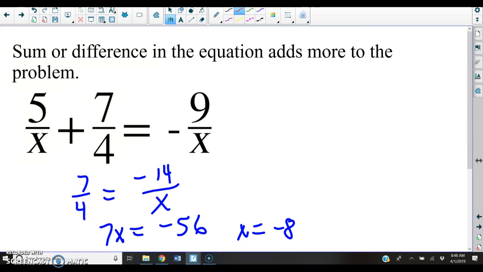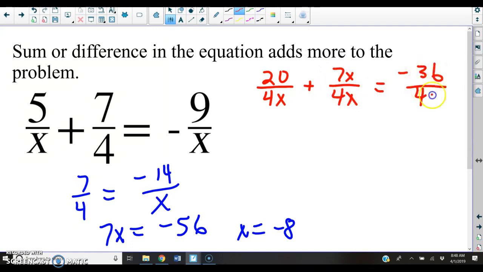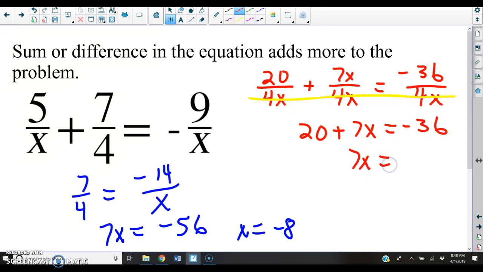The other method you could do is say, I need common denominators. So if I multiply the first fraction by 4 over 4, and the second one by x over x, and the last one by 4 over 4, now those denominators are all the same. In order for it to be an equation, the numerators must be the same. So I'd have 20 plus 7x equals negative 36. So I subtract 20 from both sides, I get negative 56. And again, I get x equals negative 8.